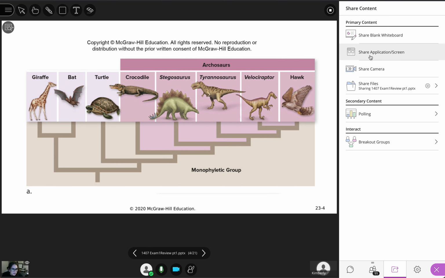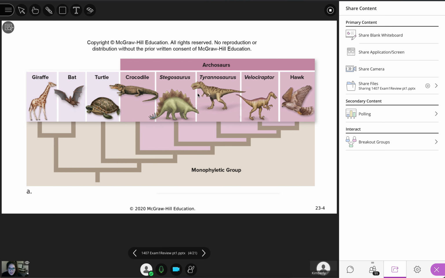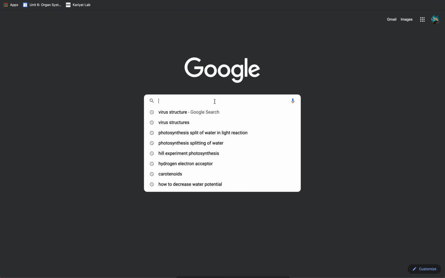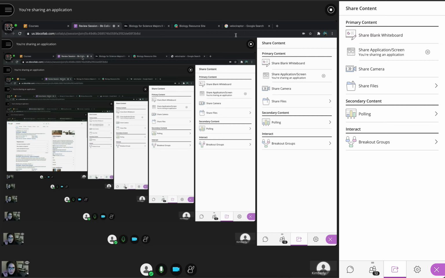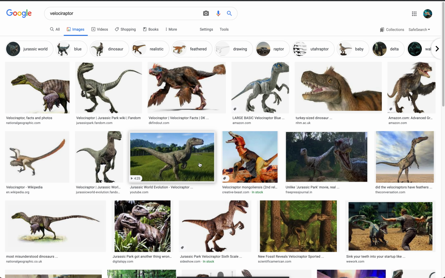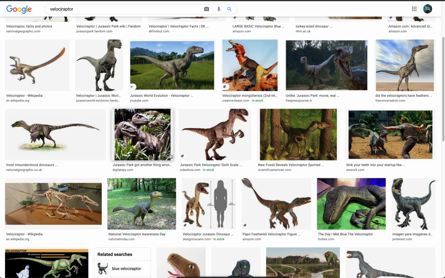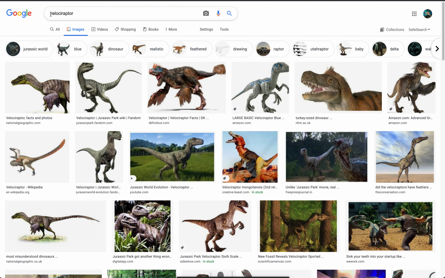Let me see if I can share my screen and we can look at a real Velociraptor. I don't know why that's very hard for me to say. You should be able to see my screen. Okay, so these are all the Jurassic Park ones. Let's look for the real one. Well, I guess he kind of looks like that first one, right?